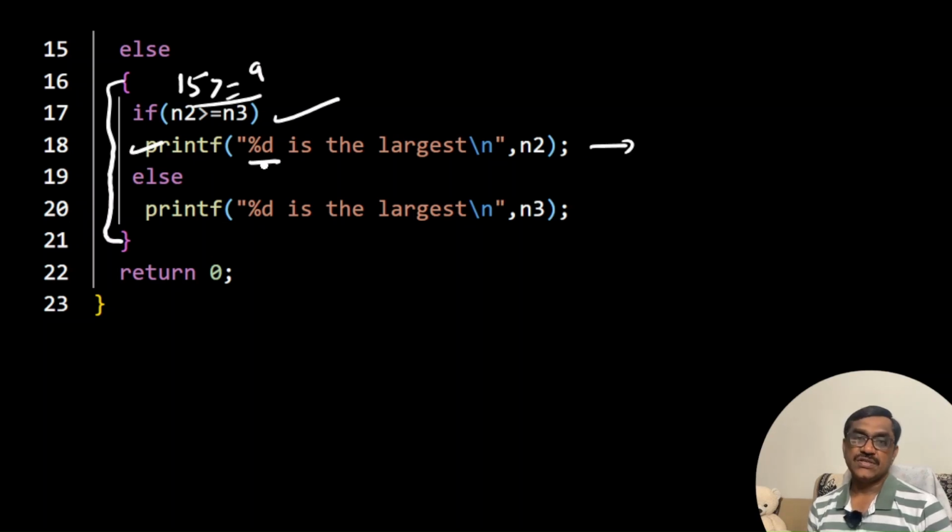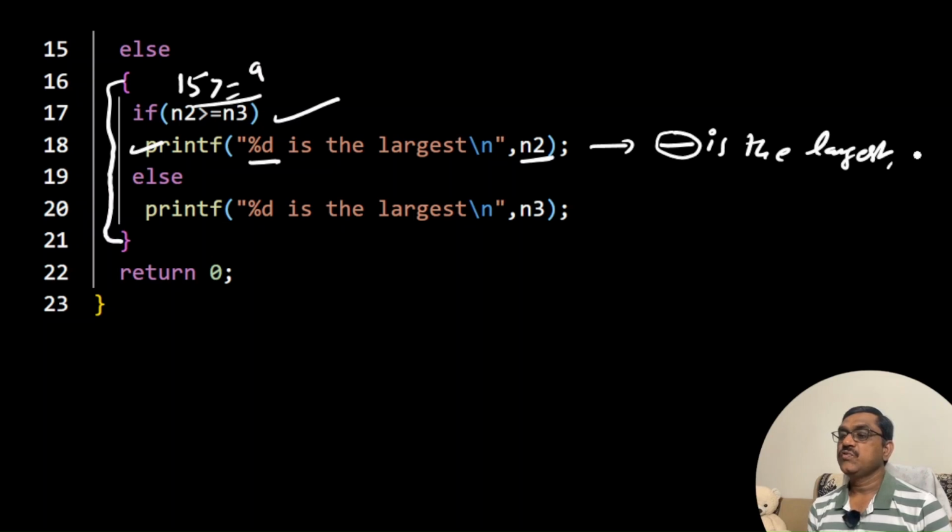First, percentage d we are writing. In place of percentage d, it searches for the value, but here we are not directly having the value. Percentage d means I'm keeping it empty, and it is written like this: is the largest. This empty place, in place of percentage d, is going to print the variable we mention after the double quotes, n2. What is the n2 value? 15. So in place of percentage d, the n2 value is printed. It prints 15 is the largest. That's the meaning of writing percentage d here.